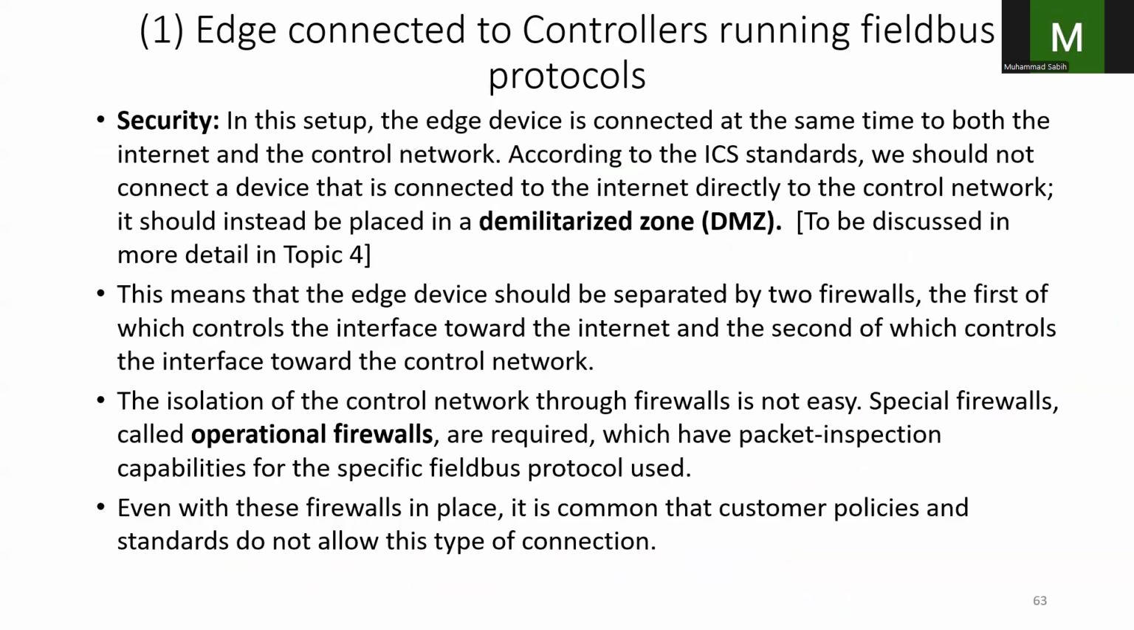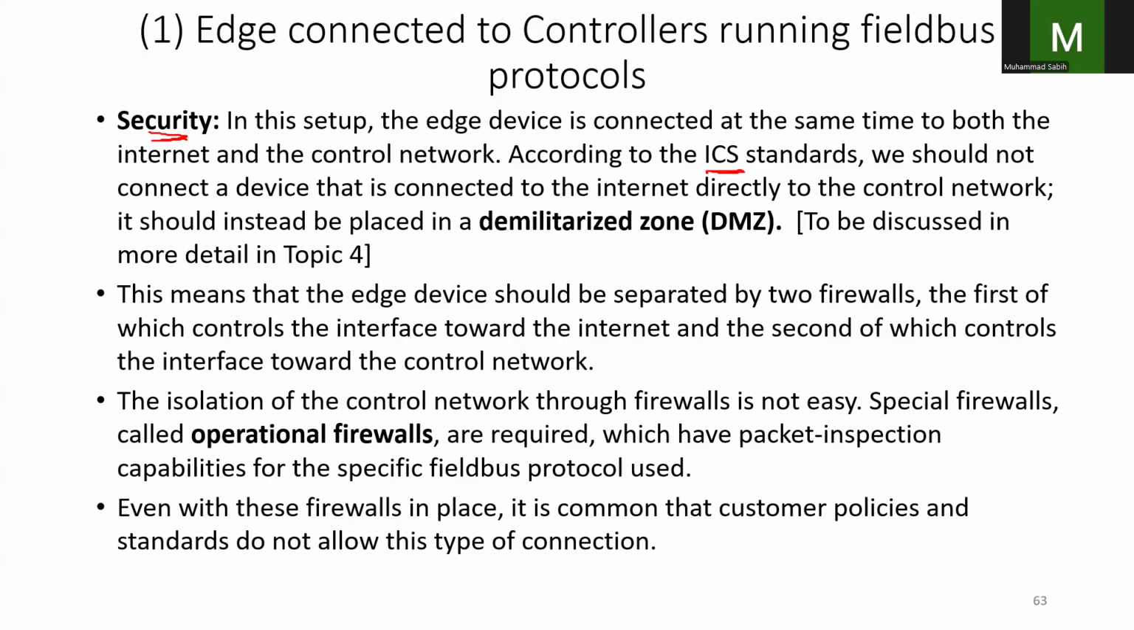Another major concern is security. When we connect an edge device directly to both the control network and the internet, we are violating the fundamental principles of industrial control system security. According to the industry standards, you should never connect the control network directly to the internet. Okay, and we will discuss more on this in the next topic.